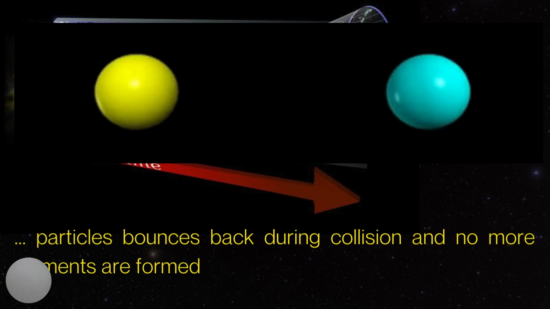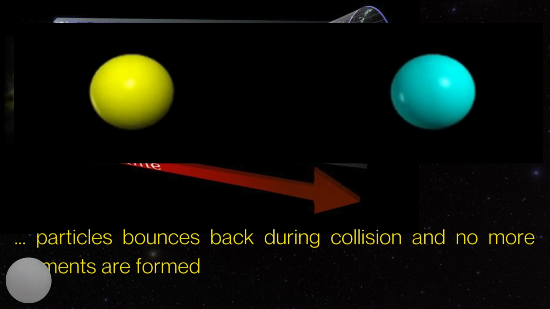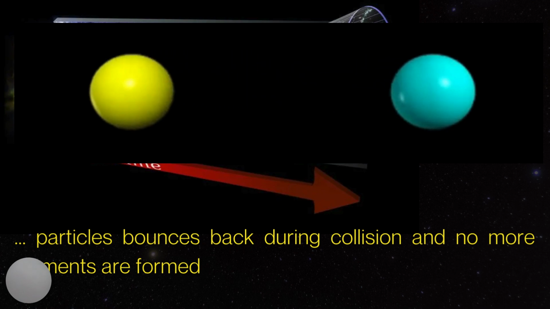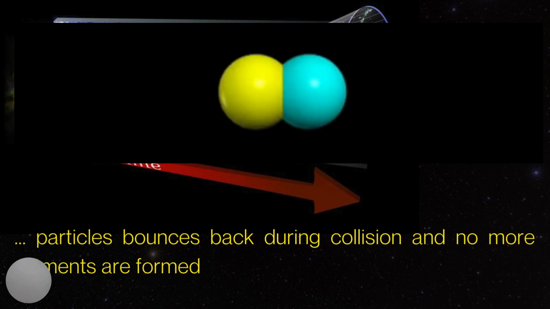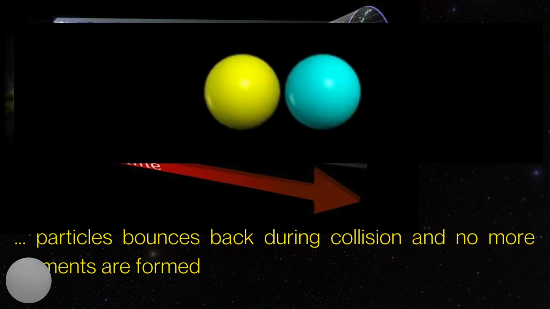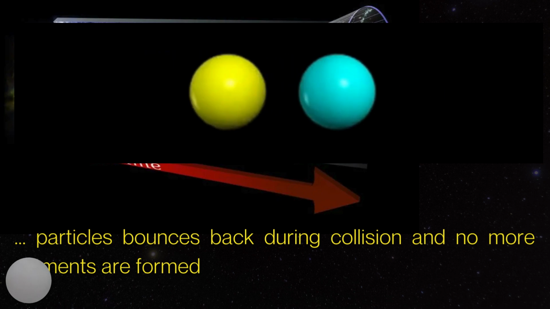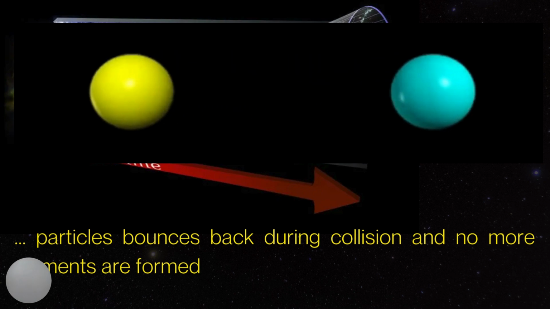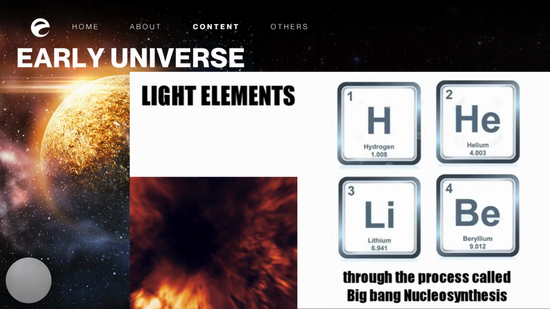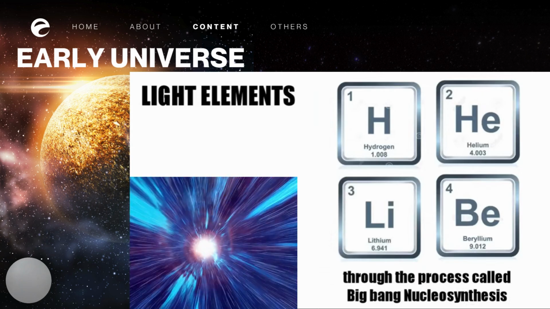Okay, why are lithium and beryllium so few? Yes, they are heavy elements, so they need large energy and high temperature to form other elements. But as the universe expands, it gets colder. So it's not enough. The temperature is not enough to form other elements. They just bounce back. So again, these are the light elements: hydrogen, helium, lithium, and beryllium. They are formed through the process called Big Bang nucleosynthesis.